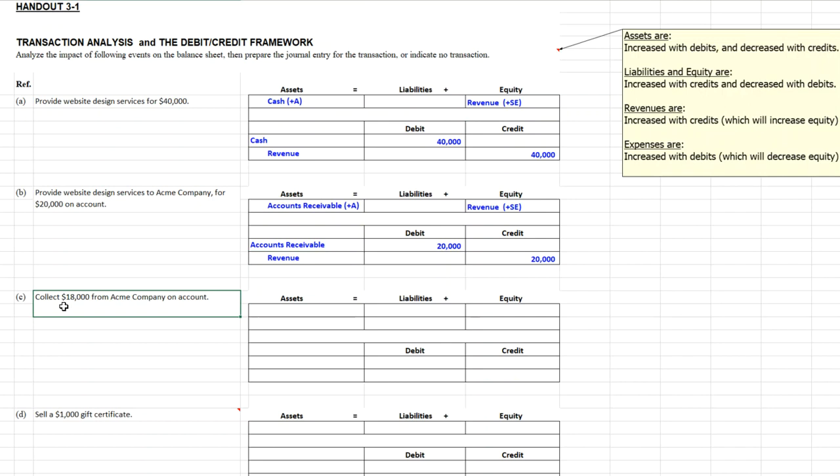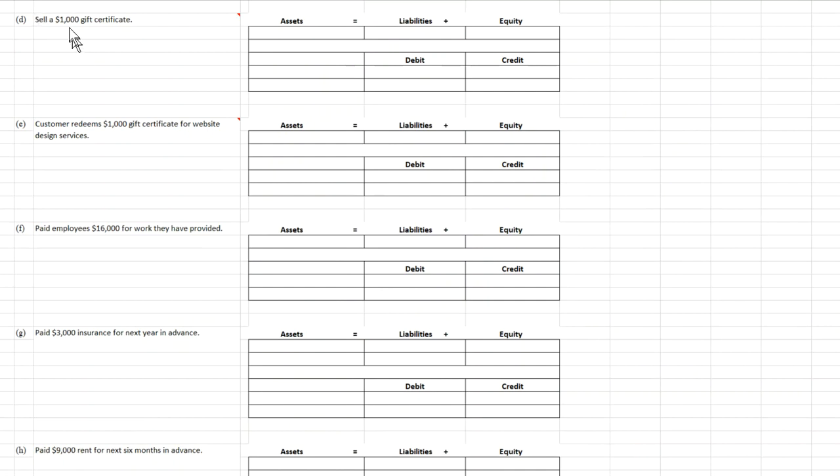And since we're collecting from our customer, we know it has to do with accounts receivable. So we're getting $18,000 in cash. We'll have an increase in one asset, cash, and we'll have a decrease in another asset, which will be our accounts receivable. And in terms of our journal entries, we increase assets, cash, with debits. Debits have to equal credits. And we decrease accounts receivable with a credit. So we've taken care of those first three transactions. Let's take a look at transaction D.